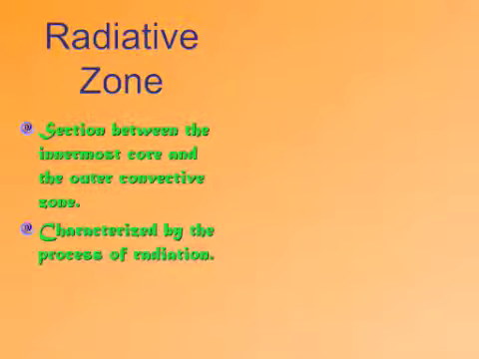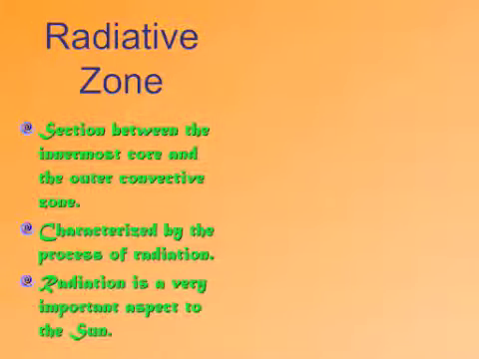Radiative zone. The radiative zone is the section between the innermost core and the outer convective zone. It is characterized by the process of radiation. Radiation is a very important aspect of the sun because radiation is the process of transferring energy from one place to another.